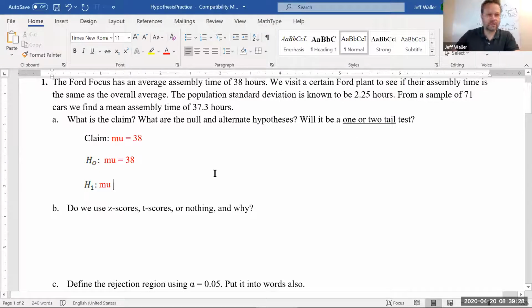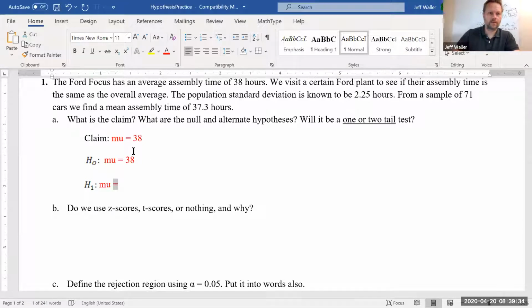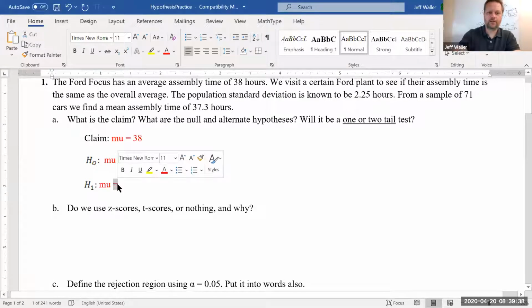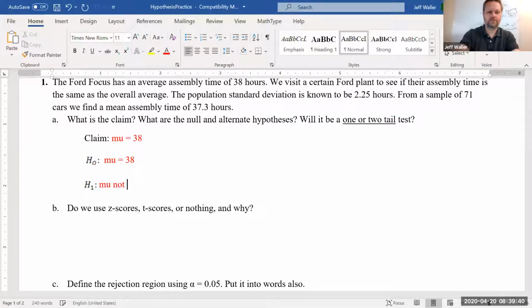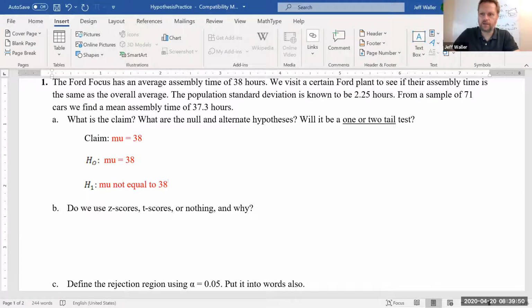Yes, not equal to. Let's see. If I was more on the ball. No, that won't work, Jeff. Screw it. I don't know how to quickly put not equal to. I have to go into my equation editor and all that. Actually, I could go right here. There it is. Yay.